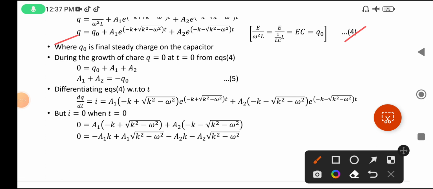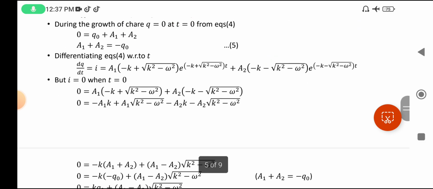Next, substitute the boundary condition in equation 4: q equals 0 when t equals 0. So q is 0 and t is 0, so the exponential terms become e power of 0, which is 1. So here 1 into a2, 1 into a1, and Q naught as it is. So we got this, and from this we get this one; let it be equation number 5.